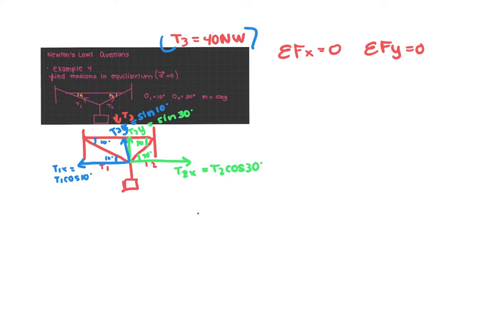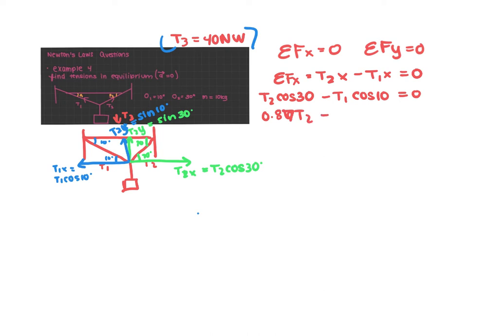So going back to doing the rest of the example, to find the sum of all the forces of x, that's going to equal T2x minus T1x, which equals 0. We've already defined what T2x and T1x are. So T2x is T2 cosine of 30 minus T1 cosine of 10 equals 0, which is equivalent to 0.87 T2 minus 0.98 T1. So that's going to be our sum of x.